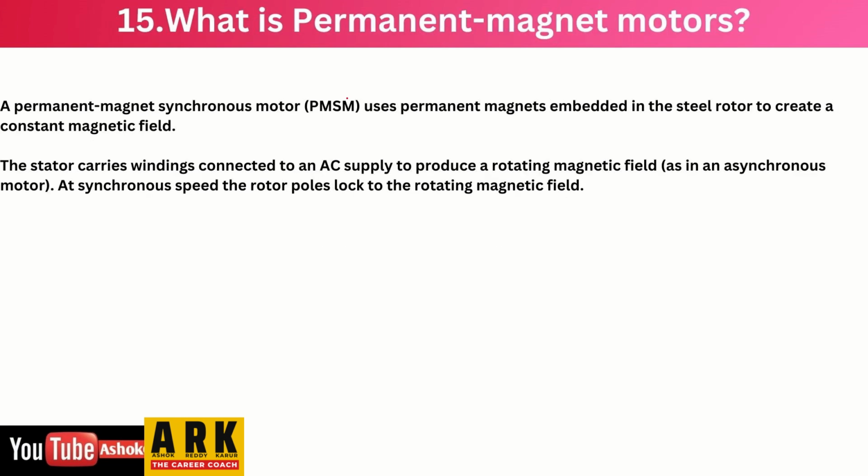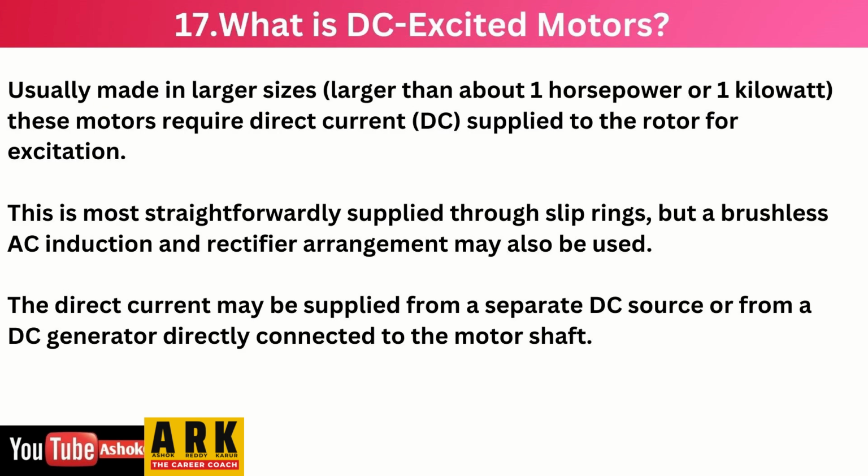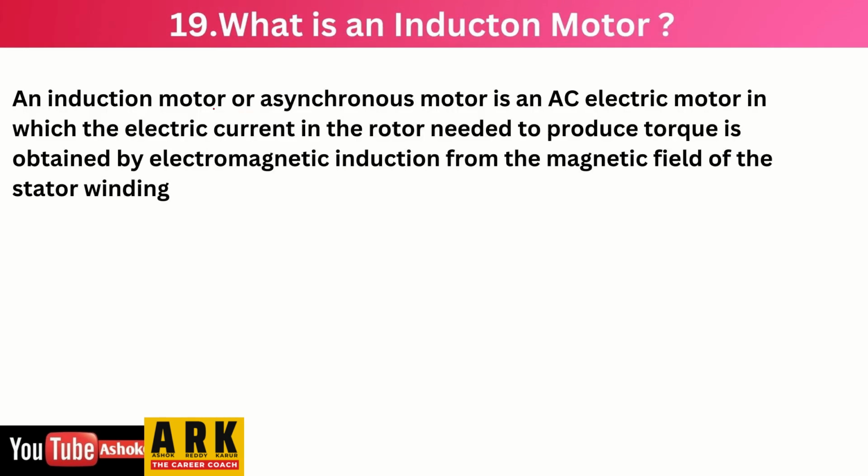And then we have the permanent magnet motors, and the working of a permanent magnet motor. This is very simple. If you don't understand exactly how it is working, you can comment and I can explain each and every one of them very easily. And DC excited motors, as I told you before, are motors which need the DC current. Even though you can call it brushless. And the induction motor flowchart. We have single phase and three phase.